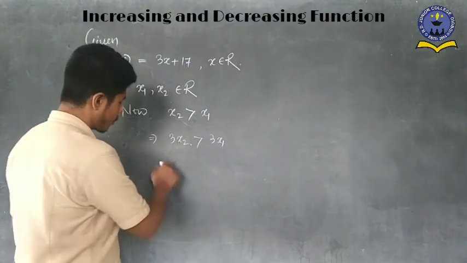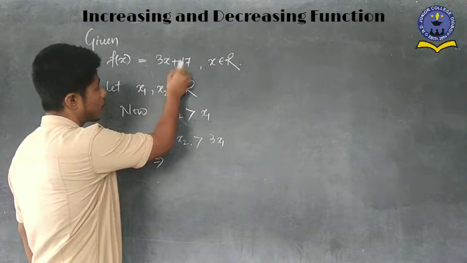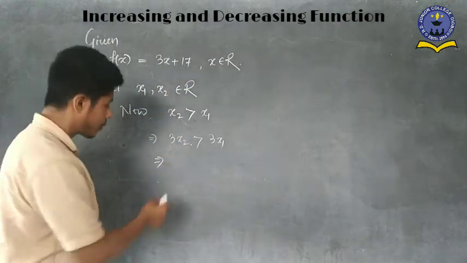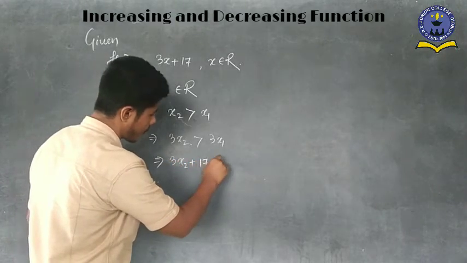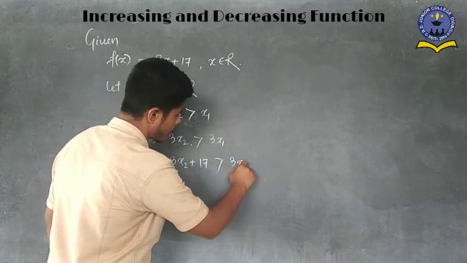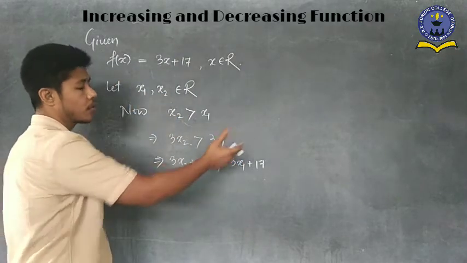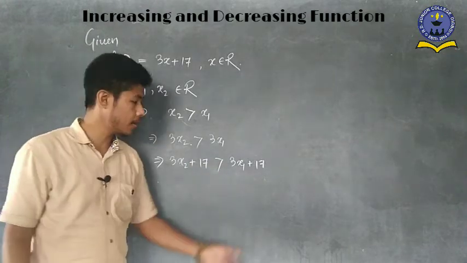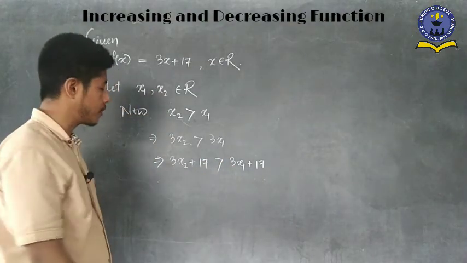Is it clear? Now after multiplying by 3, how much do we need here? 17. In case of inequality we can also add, so what we have to write here is 3x2 plus 17 is greater than 3x1 plus 17. Adding 17 on both sides, the result will remain the same.